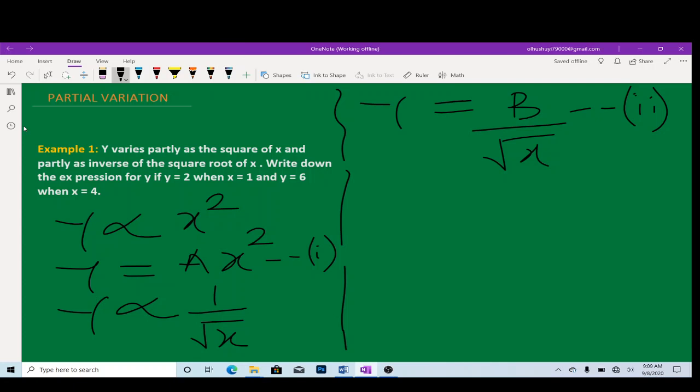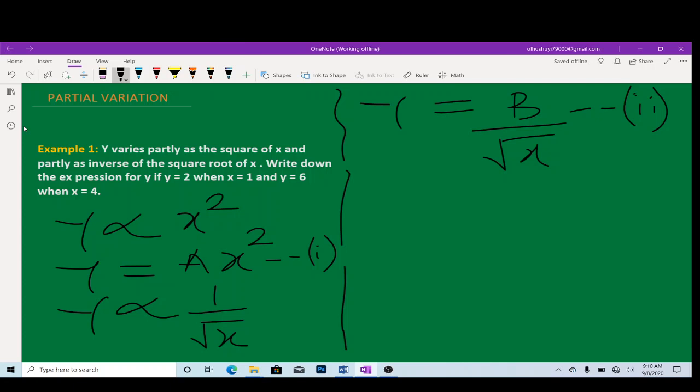Let's write down the expression for y, if y is equal to 2 when x is 1 and y is equal to 6 when x is 4. In another question they can say, find a formula that connects them. What you are doing is looking for the constants a and b, then slotting them back into the formula. You have gotten the expression for y. That's all. So let's solve.